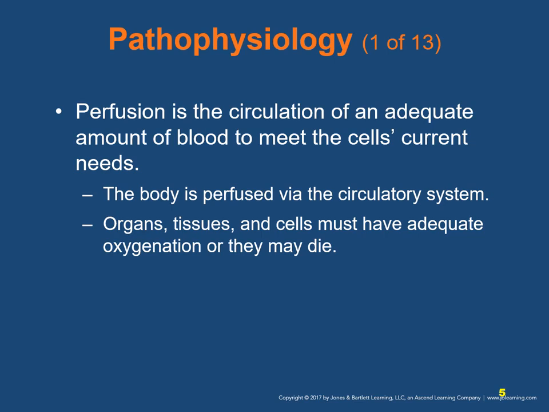The systemic circulation carries oxygen-rich blood from the left ventricle through the body and back to the right atrium. As blood passes through the tissues and organs, it delivers oxygen and nutrients. Adequate perfusion is also important for the removal of waste products, such as carbon dioxide, which is picked up from the cells as the blood circulates through the organs and returns to the heart and lungs. Organs, tissues, and cells must have adequate oxygenation or they may die.